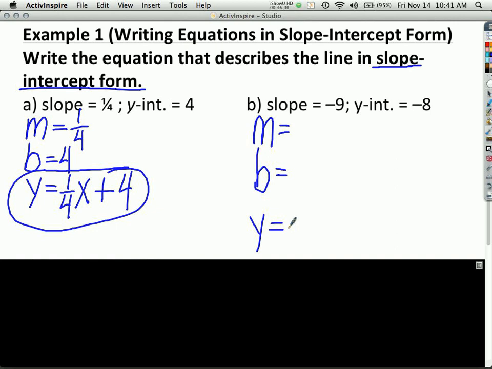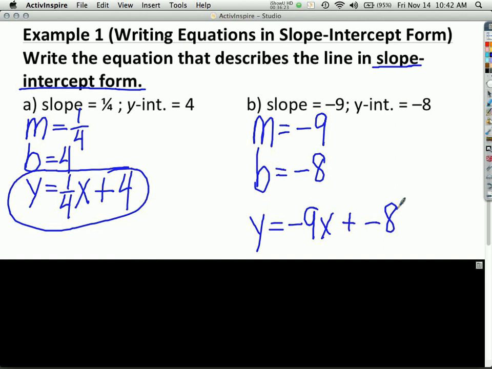So, what's the M? Caleb? -9. It's right there. No investigating needed. What's the B? Kyle? -8. So now put it all together. Y equals mx plus b. Y equals -9x plus -8.